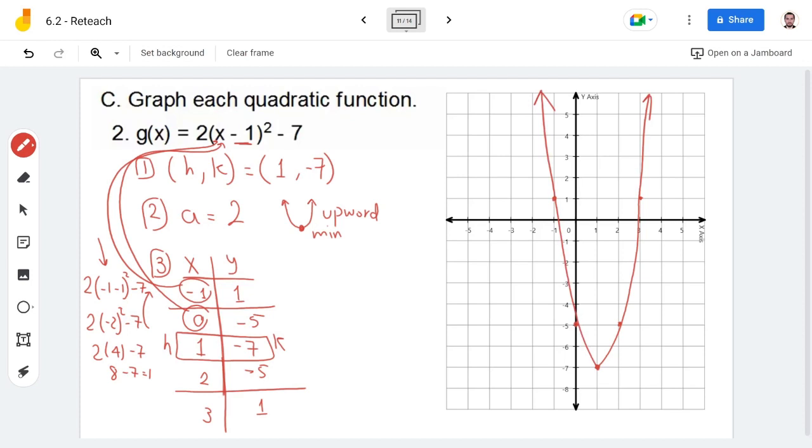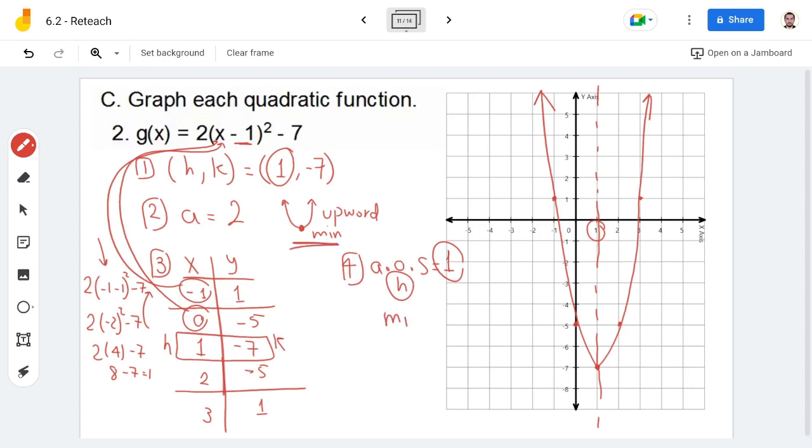Okay. Now, number 4, let's identify the axis of symmetry. The axis of symmetry, I told you, is always H. So what's H here? H here is 1, so the axis of symmetry is 1. If you look now at the graph, this is the axis of symmetry, right? What's the value of this? This is 1.